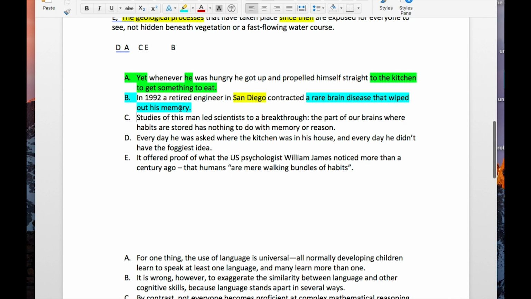So this one sounds like, okay, there's something unique, and I know this is a story of someone who lost his memory. C, study of this man. Which man? There must be this man mentioned in B. So 100% this is not your topic sentence.